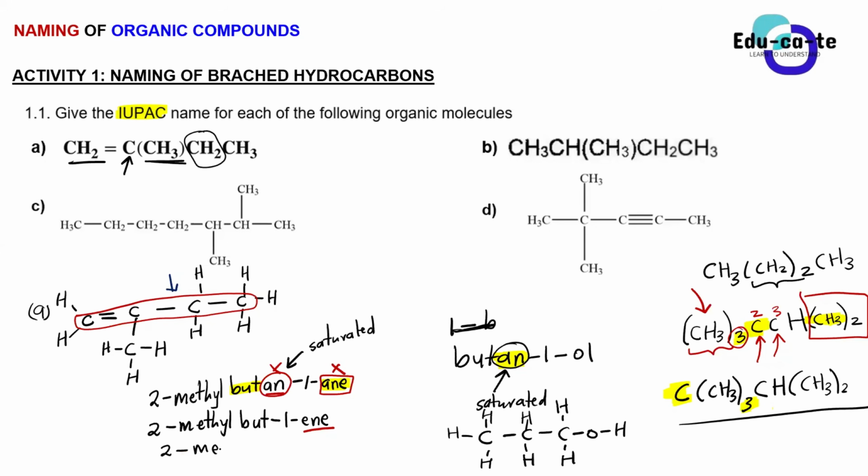2-methyl dash. Remember, guys, between a letter and a number, you separate with a dash. So this is 2-methyl-1-butene. The examiner will already know that this 1 is representing the position of the functional group. This one here is the position of the functional group, even if you don't write it inside this butene name. Do you guys get the sense?